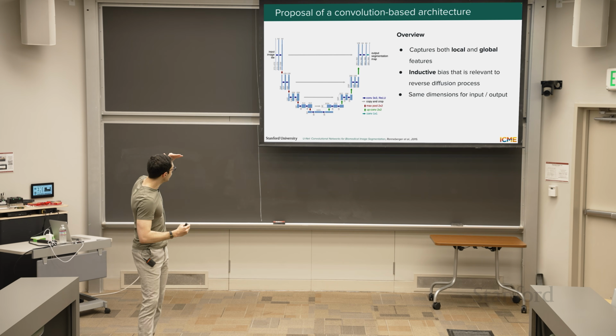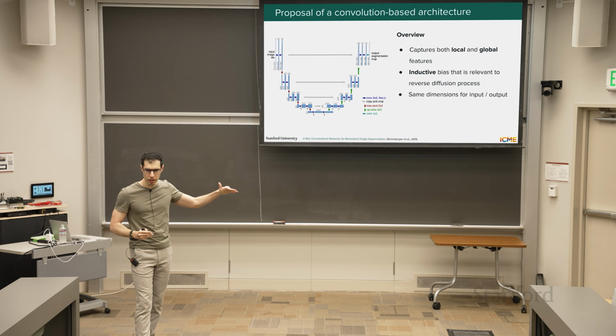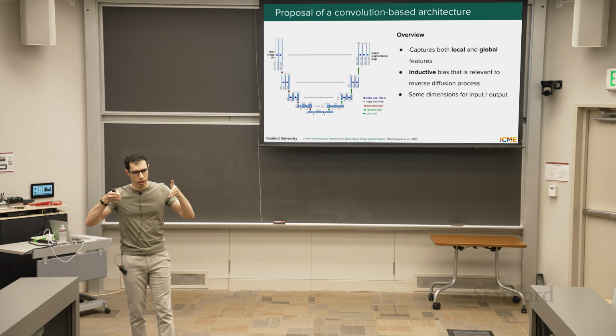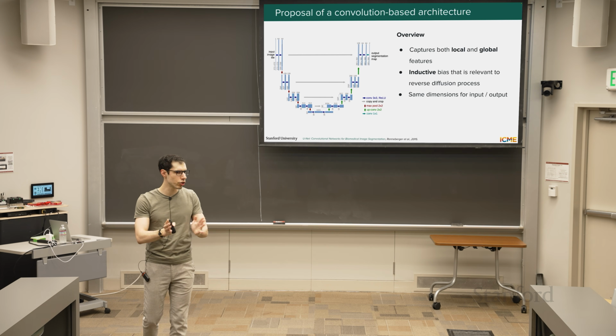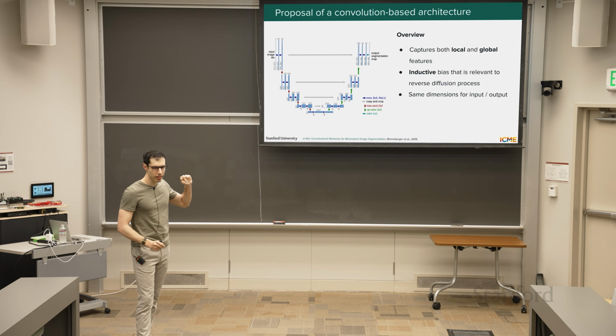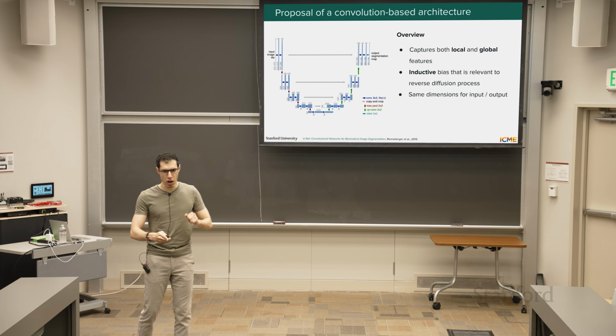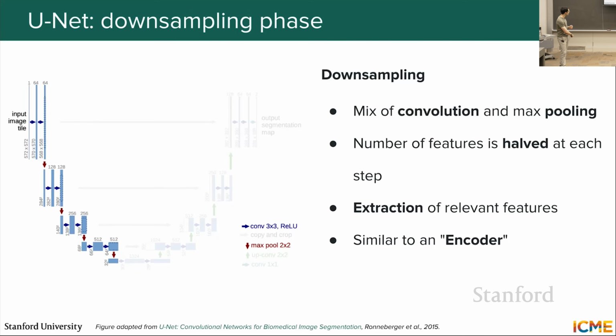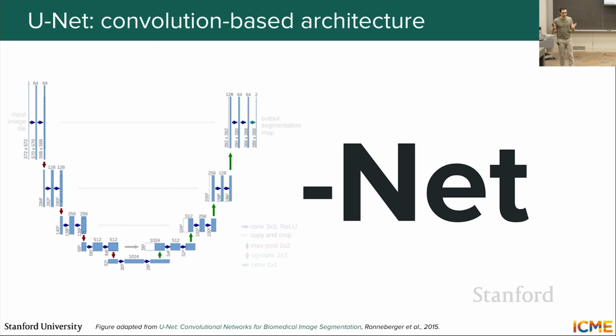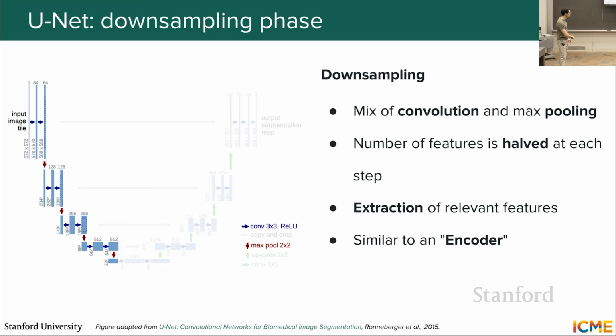And here, you can also have direct connections from one to the other to just transport some local details that you may have computed. Such a model is called U-Net, because it's shaped like a U when you do the illustration. I mentioned a little bit of the intuition, but we're going to go step by step now. The first step is the downsampling step.